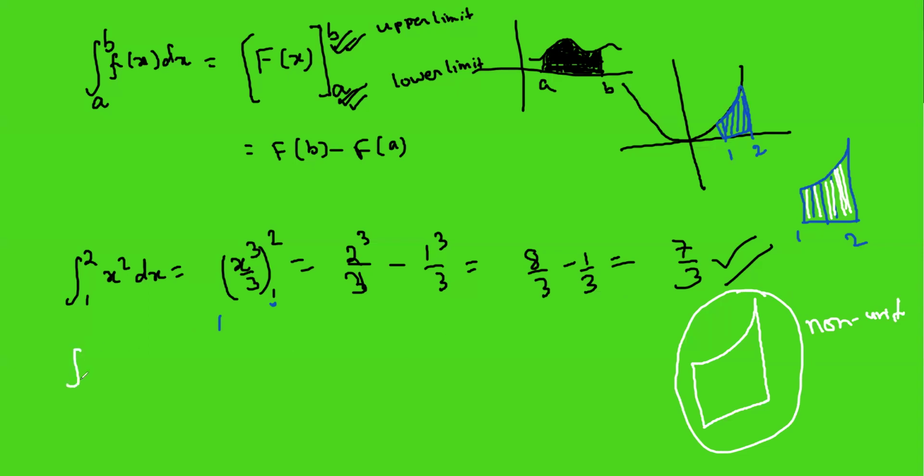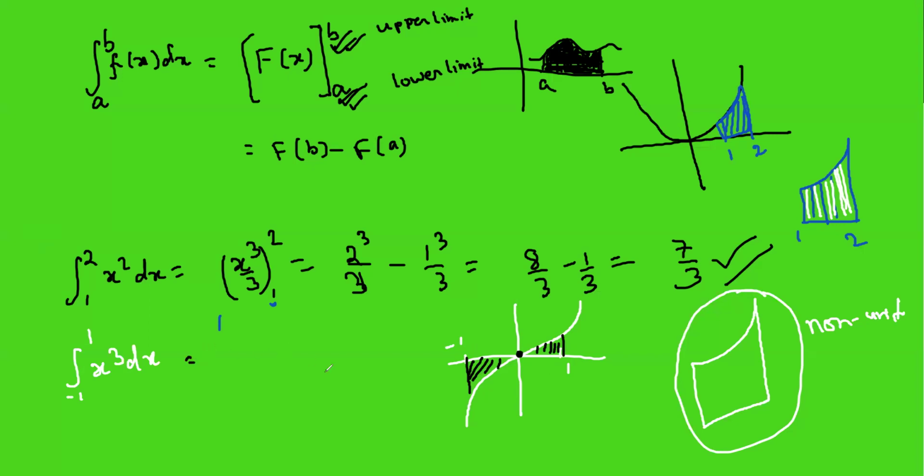For example, if I ask you from minus 1 to 1, what is the area? It means that the figure looks like this, and this is minus 1, and this is plus 1, right? You're finding the area of this part plus this part, right?